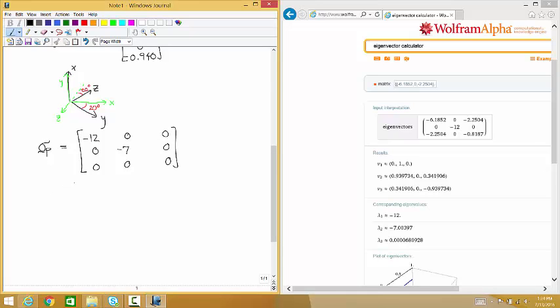But so then you just, the Voigt version of the principal stress is -12, -7, 0, 0, 0, 0. And so then the Voigt strain is the compliance matrix times that Voigt stress.